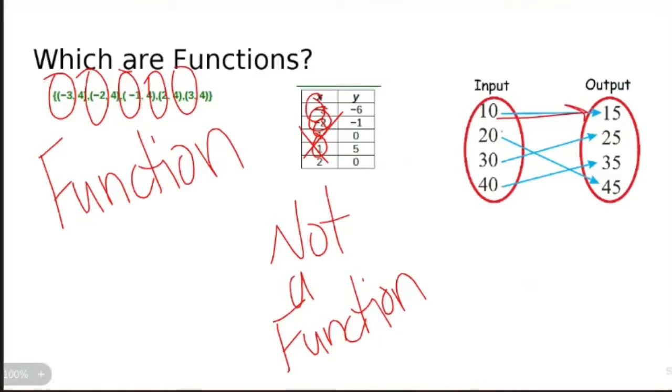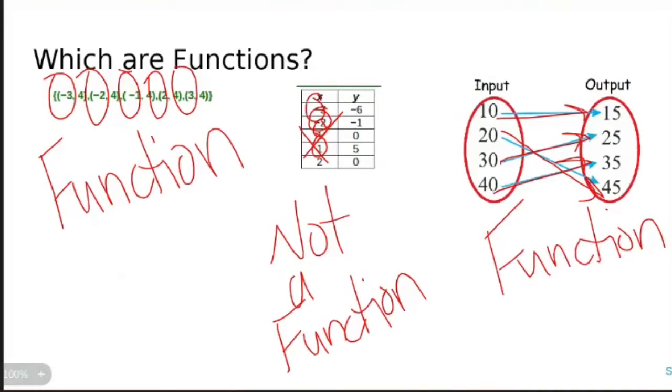10 goes to 15. 20 goes to its own number. 30 goes to its own number. 40 goes to its own number. We have a function here. So that's one way of determining whether things are functions or not. I either give you a mapping diagram, or I give you a chart, or I give you points. By the way, this is called a mapping diagram. From there, I can figure out whether it's a function or not.